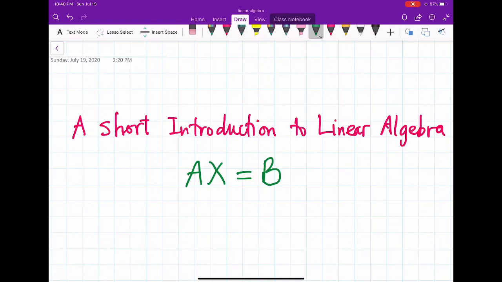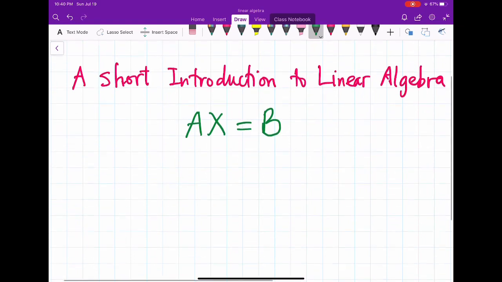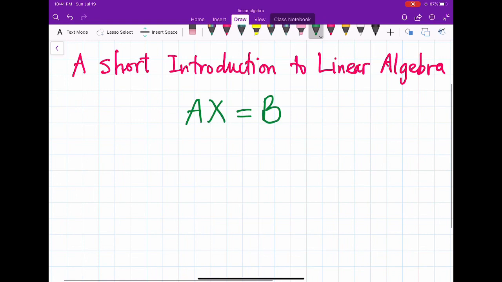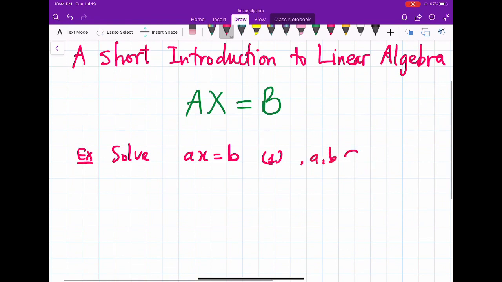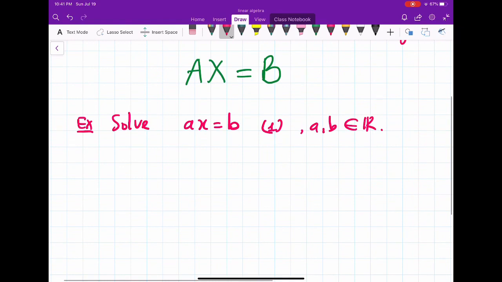Hello, in this video I would like to give a short introduction to linear algebra. Let me start from a very simple equation. Solve ax equal to b. Let's denote it by 1, where a and b are real numbers, okay? So how to solve this equation?